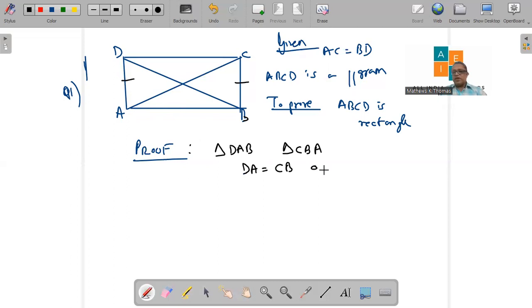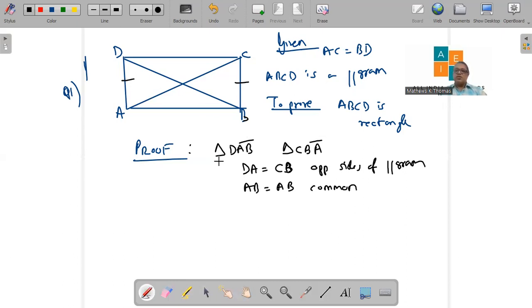Opposite sides of a parallelogram are equal. So we know that DA and CB are equal. AB and AB are common. AB equal to AB common, right? Whether you look at triangle DAB or triangle CBA, you find that AB is common for both these triangles.